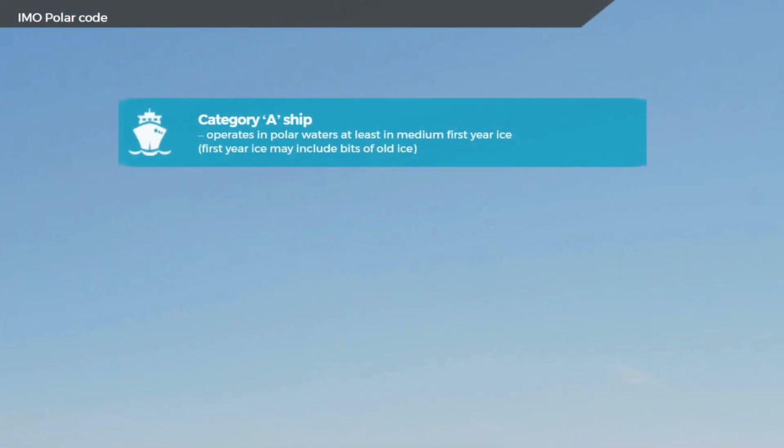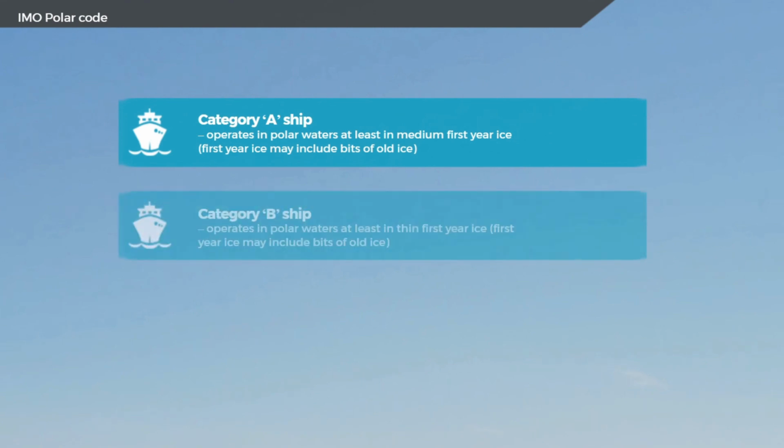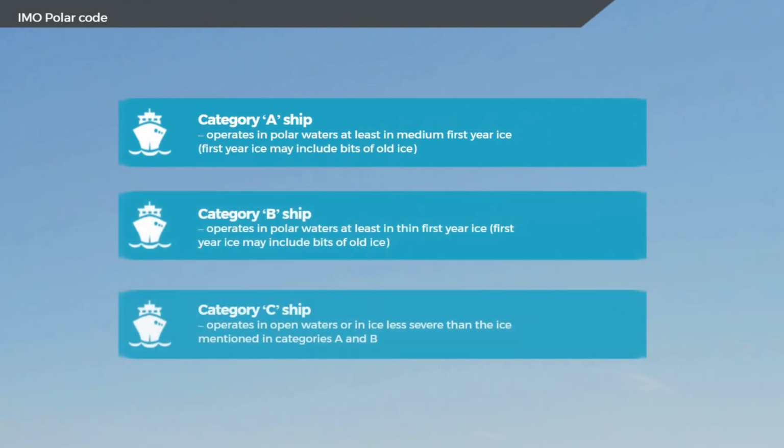The IMO have developed a Polar Code that has 3 ship categories that are very simplified and shown in the text.